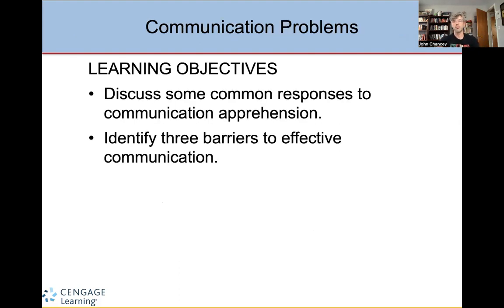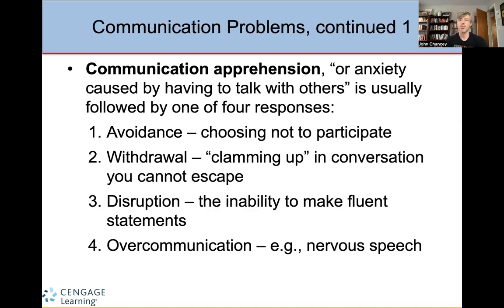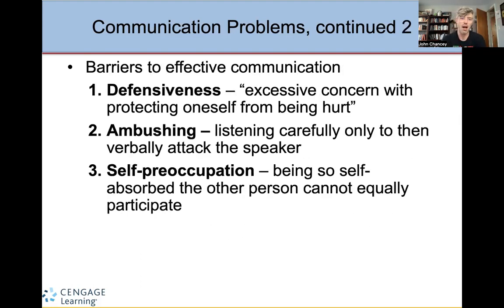Okay, so on the flip side, what about communication problems? What happens when communication is broken down, like the famous Led Zeppelin song? We'll look at some common responses to communication apprehension and identify 3 barriers to effective communication. So what is communication apprehension? It is usually an anxiety that comes from talking with somebody else. This might look like avoidance, where we simply choose not to participate, withdrawal, maybe clamming up, disruption, you're not making fluid statements, over communication, you're overly speaking, you're nervous, maybe your words are going 100 miles an hour.